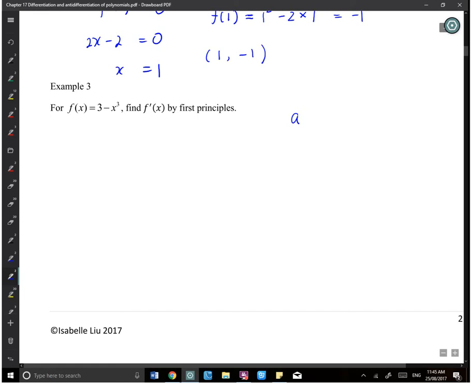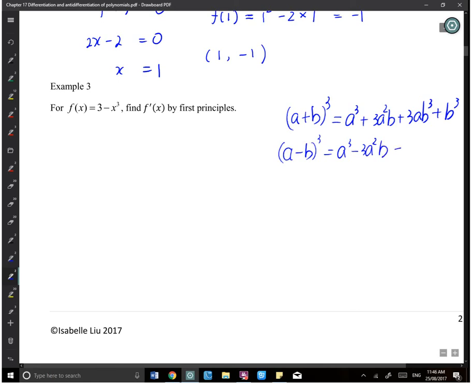You need that. (a plus b) cubed is a cubed plus 3a squared b plus 3ab squared plus b cubed. You need this fact, okay? So for (a minus b) cubed, that's a cubed minus 3a squared b plus 3ab squared, not cubed, squared here, minus b cubed.